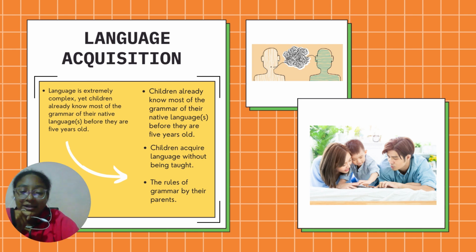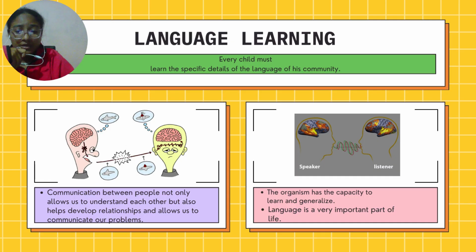Language development is the cognitive process by which human beings learn language. Children already know most of the grammar of their native language before they are five years old. Making use of their innate linguistic competence, they learn to communicate verbally using the natural language in their environment, during childhood, youth, and puberty.